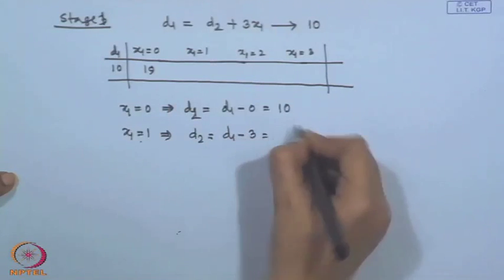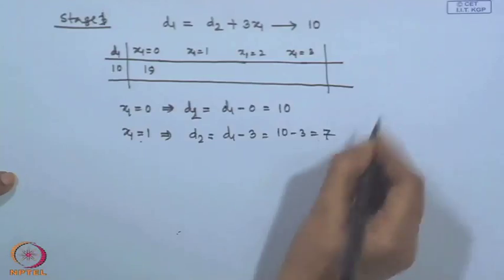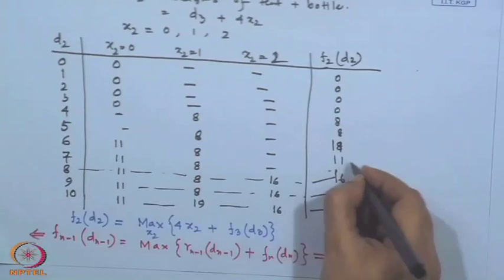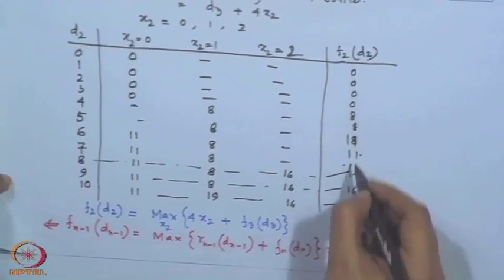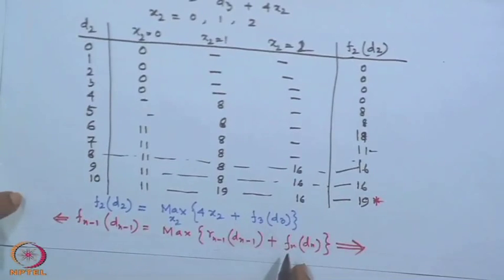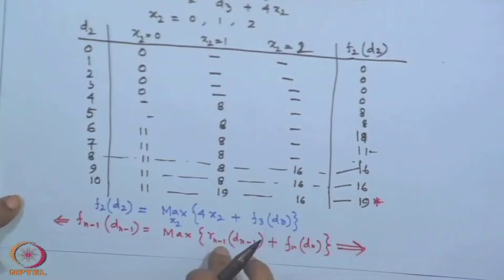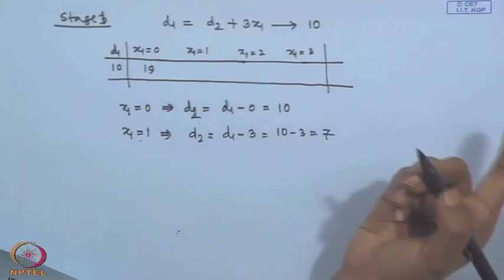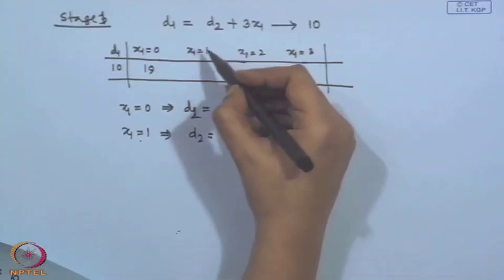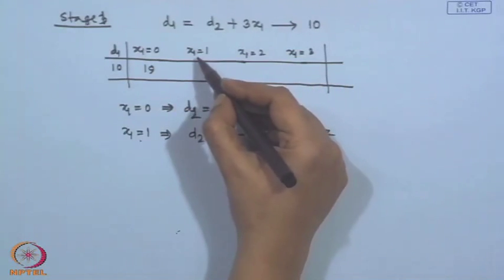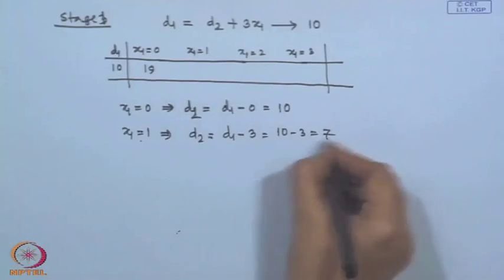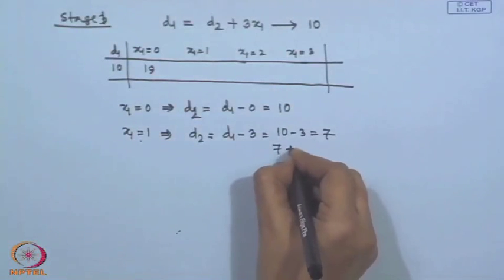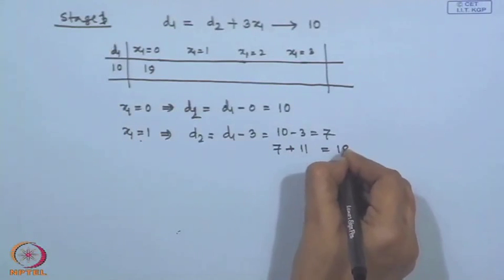If we consider x1 equal to 1, it means that D2 must be equal to D1 minus 3, that means 10 minus 3, that is equal to 7. Go back to the previous table. For 7, the corresponding objective functional value is 11. If I consider 1 food pack, the return is 7, and for 7 the return from the previous stage is 11, that is why we consider 7 plus 11, that is equal to 18.